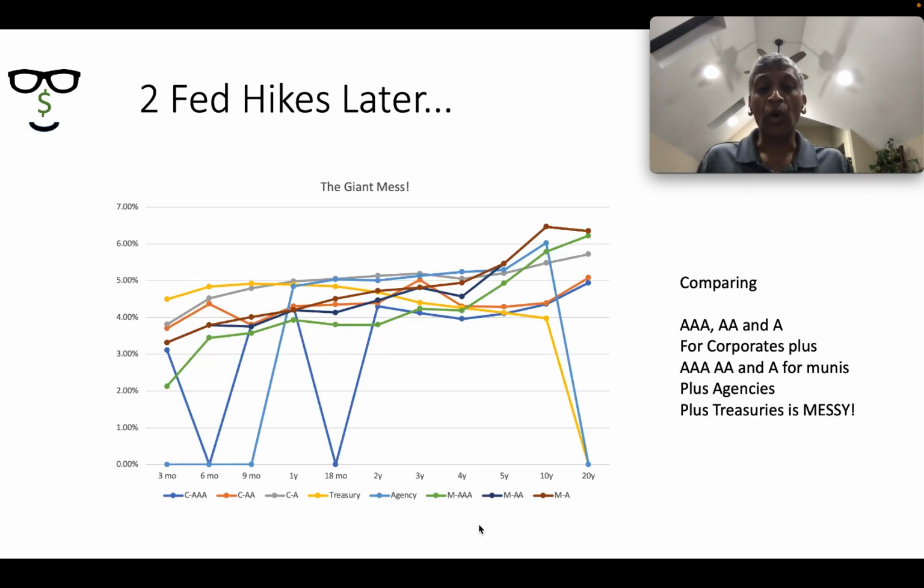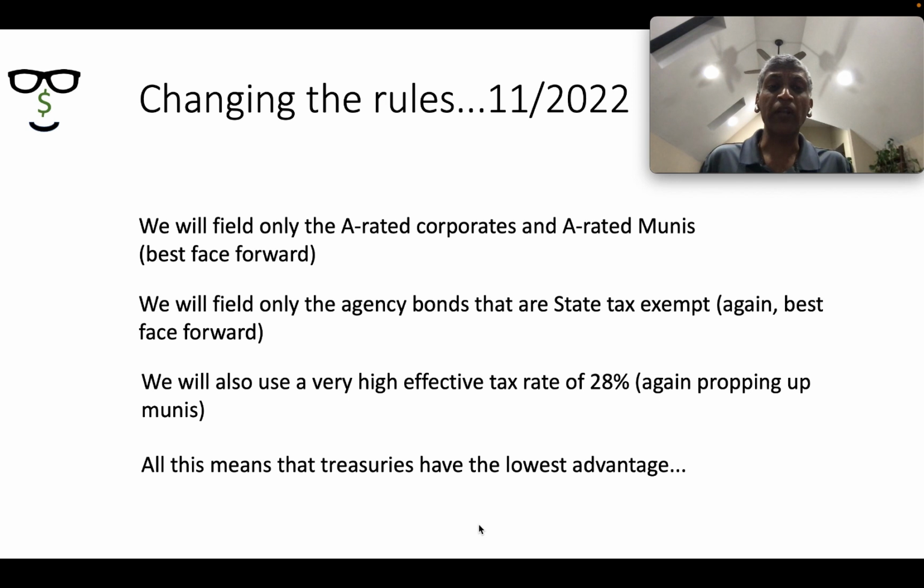Now, if I try to put all of this data in one place, the AAA, the AA, the single A for corporate, the AAA, the AA, the single A for munis and treasuries and agencies, it is very, very messy. So we're going to simplify things a little bit. We are only going to look at A-rated corporates and A-rated munis. By that I mean the single A-rated corporates and munis will understandably have the highest yield. So we're just going to pick the highest yield corporates and highest yield munis. We're also going to compare them only with agency bonds that are state tax exempt, meaning we're going to take the best of everything and get them to clash against each other.